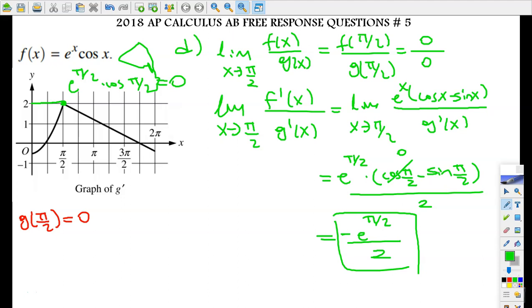Alright guys, in this problem we've tackled some calculus concepts like the product rule, finding the slope of the tangent line, and finding the limit using L'Hopital's rule.